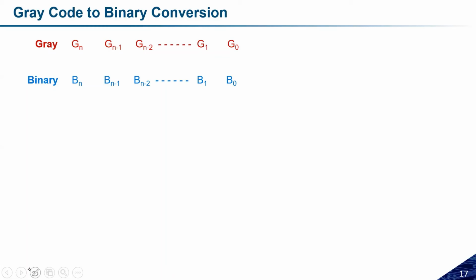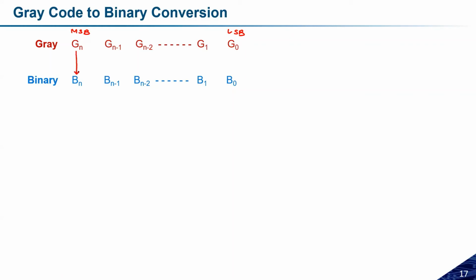To do that, the process is simple. Let us assume this Gn is the most significant bit and G0 is the least significant bit. Whatever the MSB I have, for gray code and binary code the MSB is the same, so it will be reflected as it is. So Gn is the same as Bn.